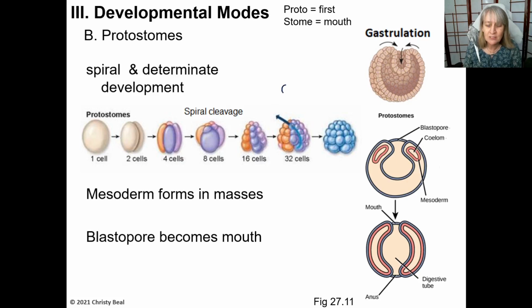Which means that as the cells go through cleavage and mitosis, they create a pattern sort of like this if you're looking at the top down. If you notice here, if I wanted to try to cut this embryo in half and split it into two, there's no place here where I could cut it and not pop one of the cells. This is spiral development. Determinate means that these cells very early on have fates, they have roles, their fate is determined.